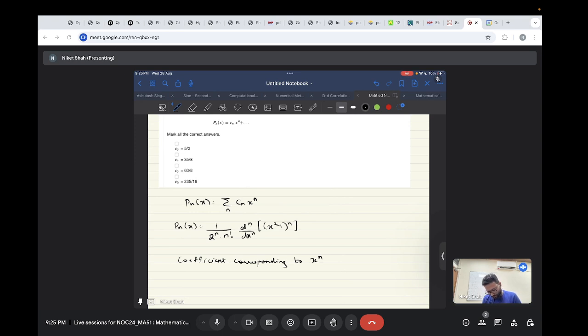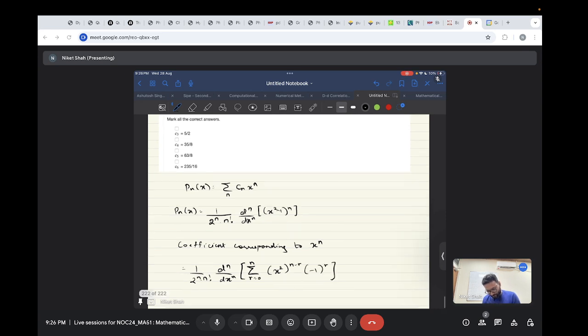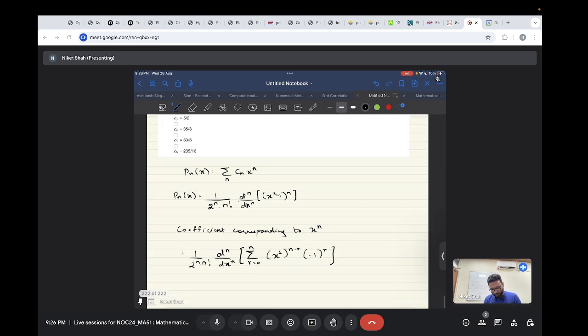Okay, so let's do this. This is equal to 1 upon 2 raised to power n into n factorial, d^n by dx raised to n. And again, the binomial expansion, like we did in the last problem, it will be sum over r equal to 0 to n, x square n minus r, minus 1 raised to r. I want the highest coefficient, so that will occur for r equal to 0 only.